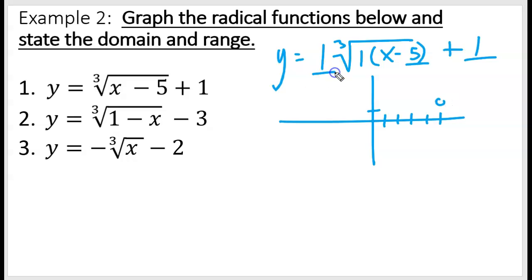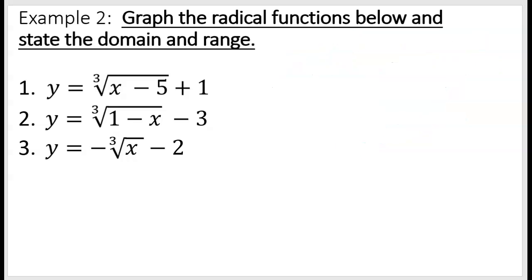Now since the A is positive and the B is positive, we're going to go up and to the right. But since this is a cube root, we're going to add a little tail on it that goes in the opposite direction also. And there's the graph. So it's literally the same thing, you just have to add a little tail on it since it's a cube root. All right? Let's take a look at another one.